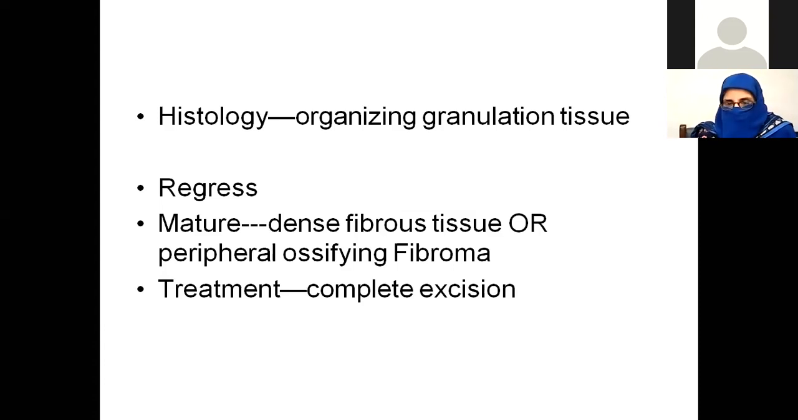So if I look under the microscope, what is the microscopy? On microscopy there is organizing granulation tissue. And what will organizing granulation tissue be? These are the blood vessels of various sizes.